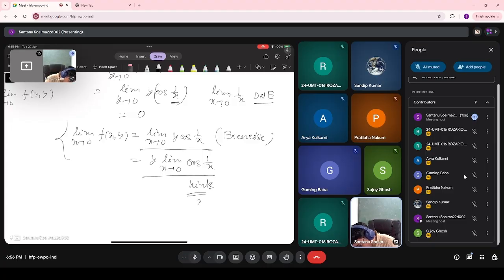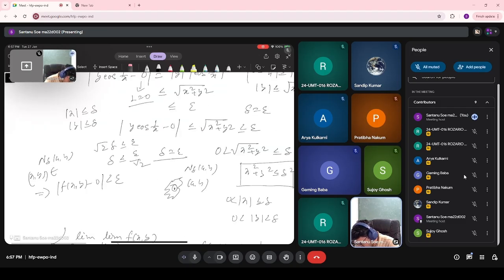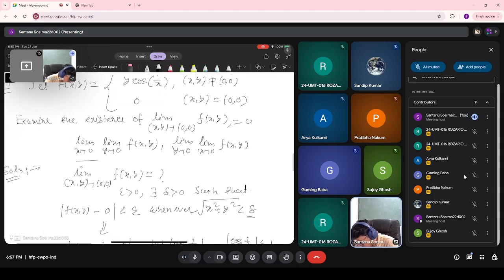So you choose the first sequence as 1 by n pi by 2, and the second sequence you choose as 1 by (2n plus 1) into pi by 2. Now if you choose these two sequences and then take the limit n tends to infinity, you can see that different limits will come, varying the values of n. So then we can say that the limit does not exist. So in general, if the limit exists, that doesn't necessarily mean that both the separated limits will exist. Now there is a theorem for that. I'm gonna write that theorem. Then only we can say that.